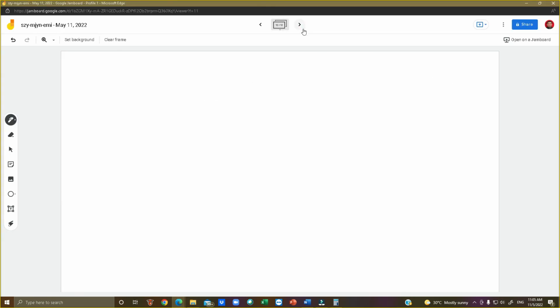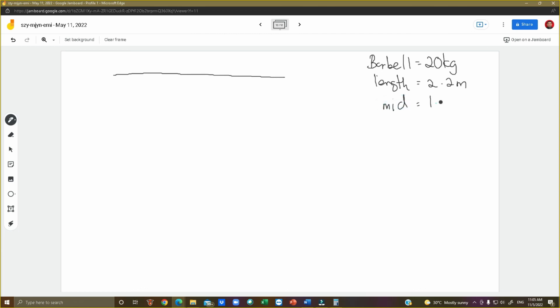Okay. Saya akan keluarkan diagram dan maklumat yang ada. So it said that the first one, we have a barbell. And this barbell is 20 kg. Betul tak? Barbell 20 kg. Okay. Kita letak sini. Barbell 20 kg. And the length is 2.2 meter. Meaning that this 20 kg, okay, the midpoint is 1.1 meter.